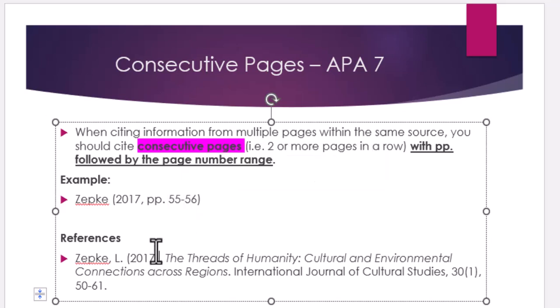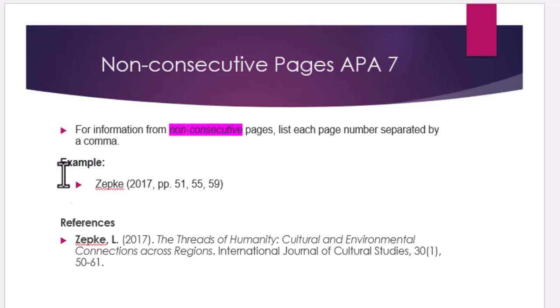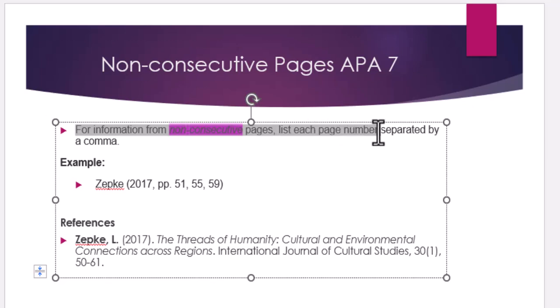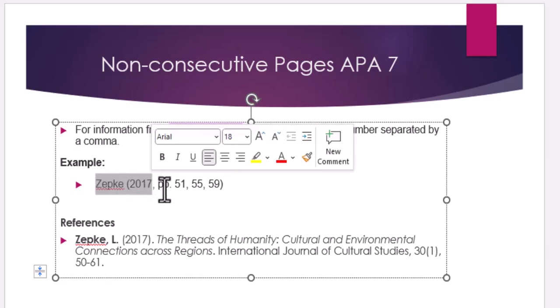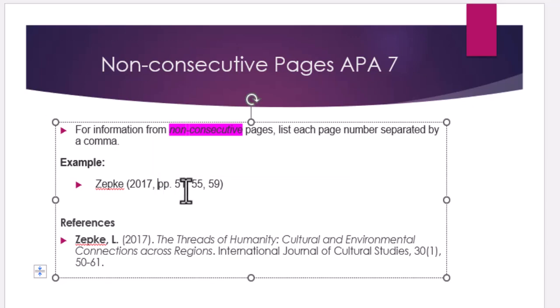So what about when you have non-consecutive pages? You want to cite a source, but you want to cite non-consecutive pages. These pages are not following each other. So how do you go about it? For information from non-consecutive pages, list each page number separately, separated by a comma. So for instance, in this case, we have this author, the year 2017, then you put pages. So here you want to cite page 51, page 55, page 59. So these are not consecutive pages. So you put each page alone, then you separate it with a comma, then you put the next one that way.